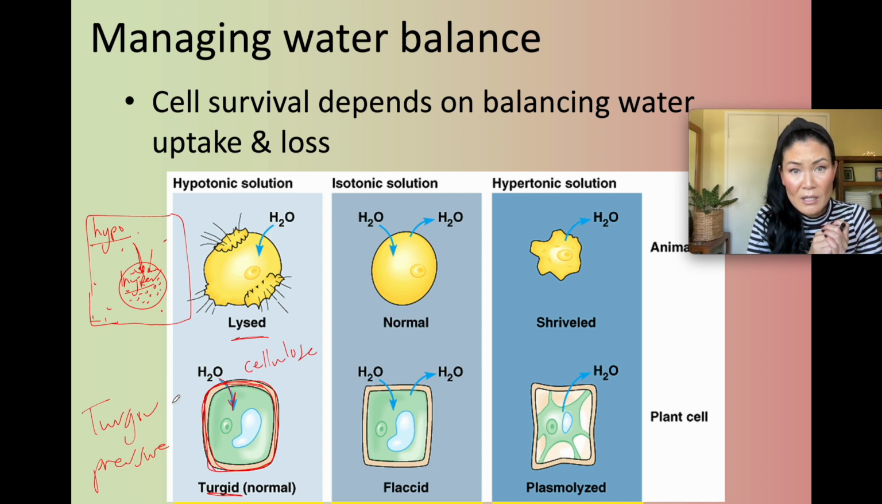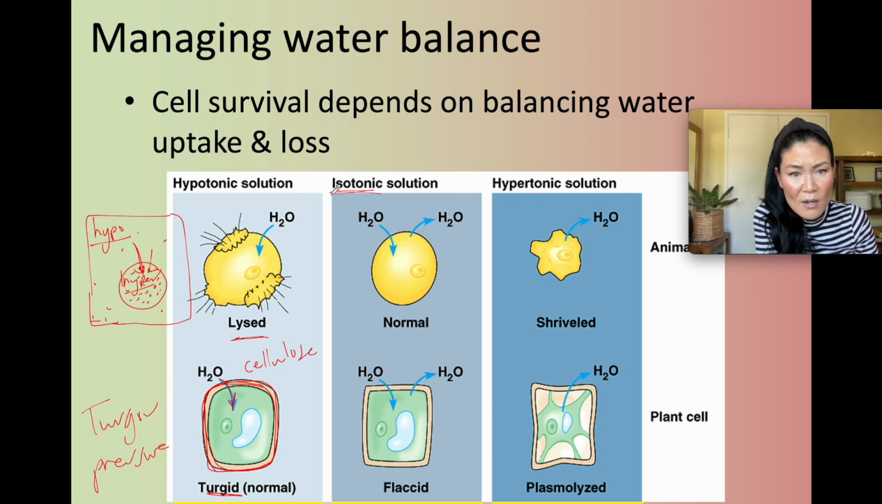So turgid or turgor pressure is this internal water pressure, where water's coming in and it's pressing on the cell wall. Okay, and it allows for the plant cell to swell up but not burst. And it enables the whole plant itself to stand upright, okay?